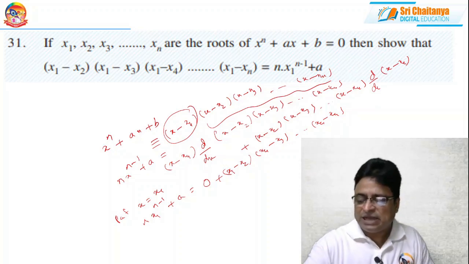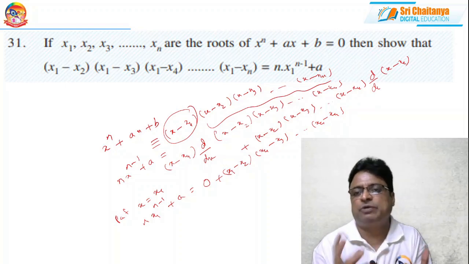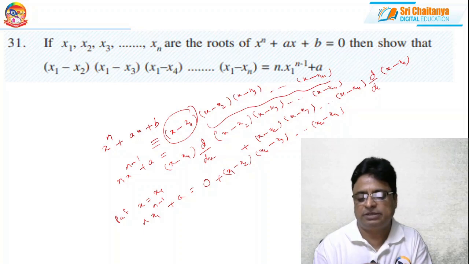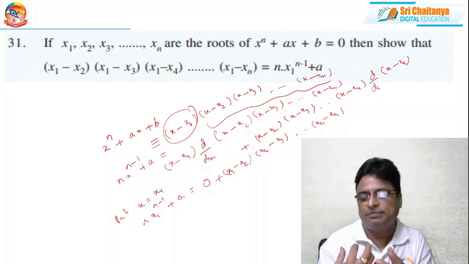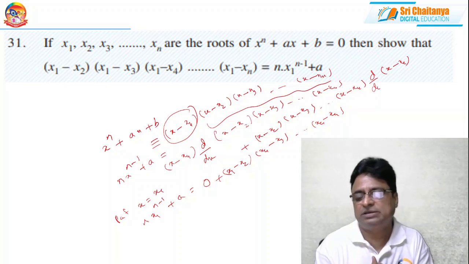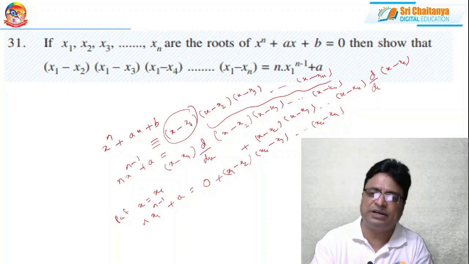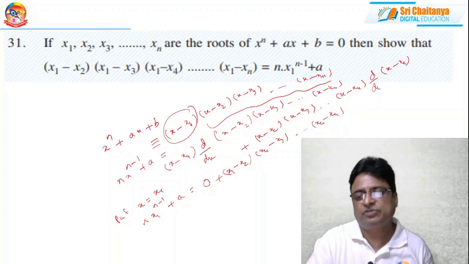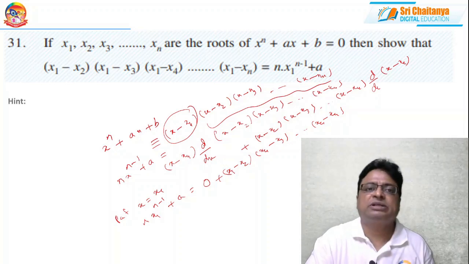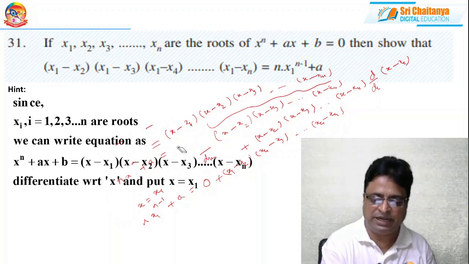So my friends, how do you get the idea? Just by looking at the given polynomial x power n plus ax and the given answer, you can immediately understand how that n times x power n minus 1 term arises. This is possible only if differentiation occurs. So I have applied the technique, and it is a more generalized technique. This is the hint I have explained here.